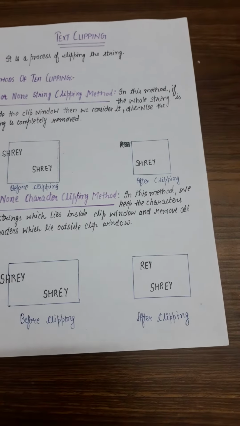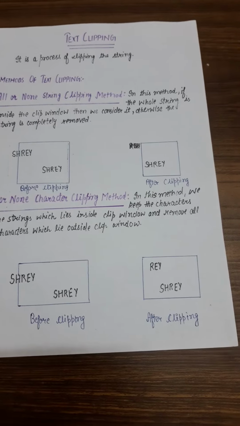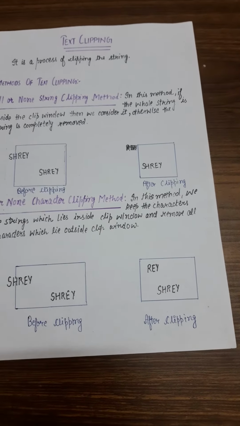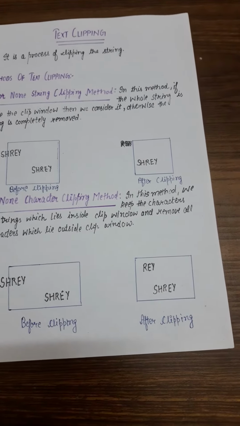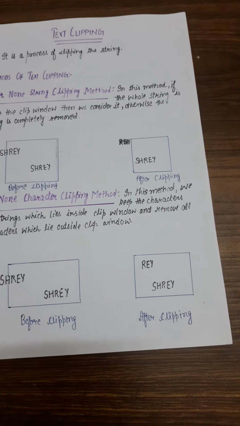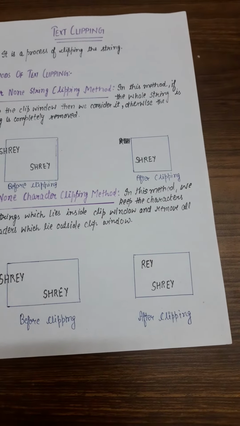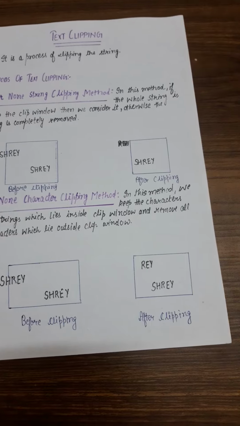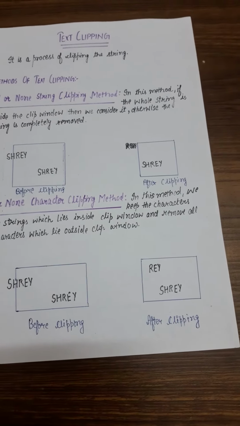After clipping, since we have to retain either the full character or not at all, we exclude S and H because H was half inside, half outside. We cannot consider it in this method. So only "rey" was left in the clipping window, right?